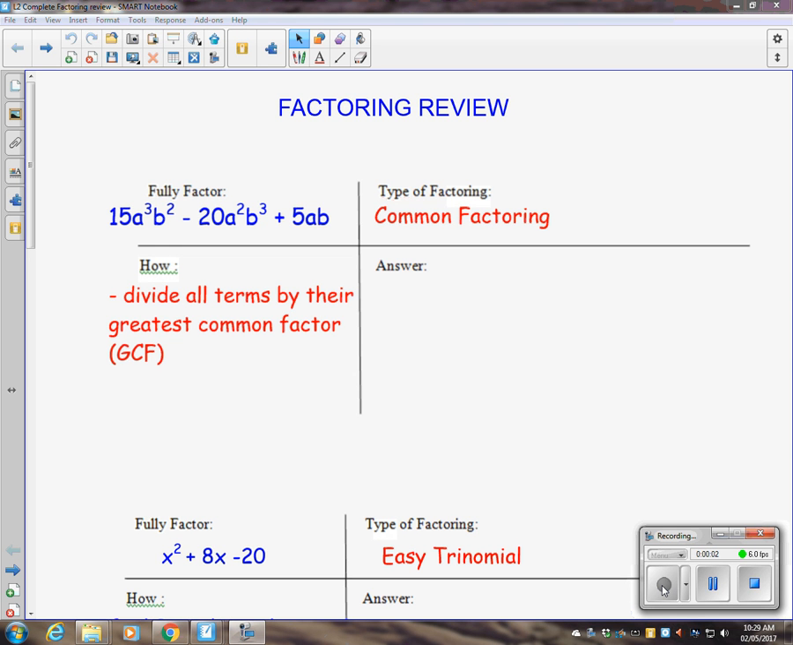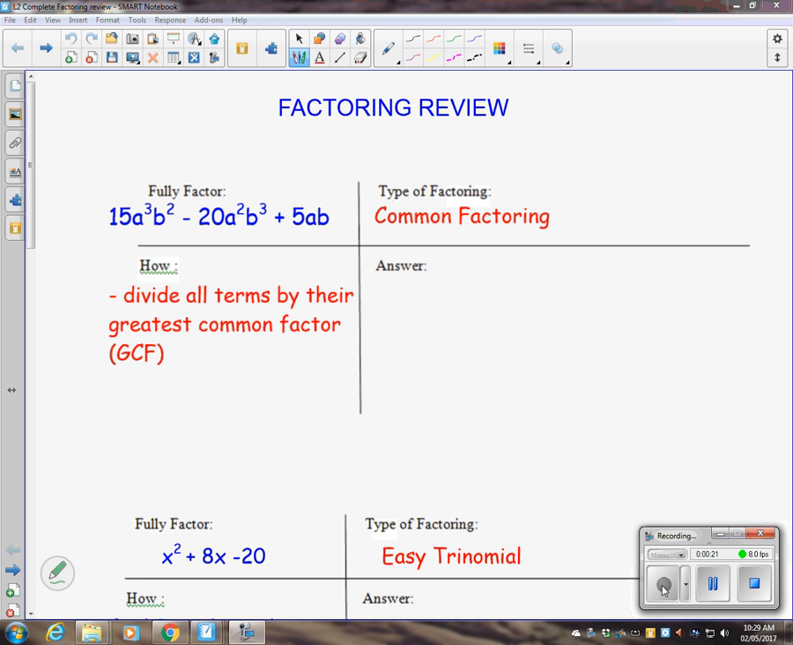All right, we're going to try a big full-on review of factoring and see how that goes. So I've kind of divided this up into recognizing the type of factoring, how to do it, and then we're going to look at the answer together. So it's really important that you recognize what you're trying to do so you know the process involved.